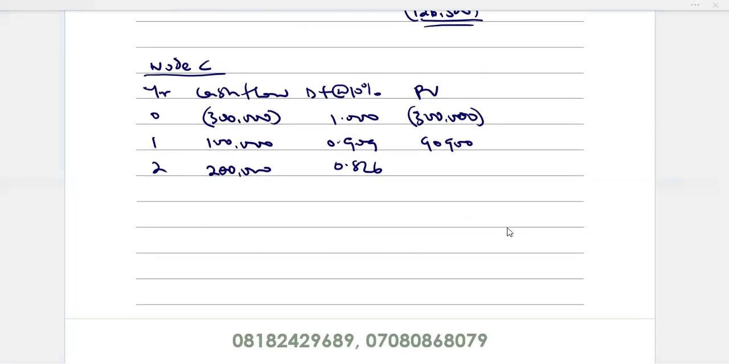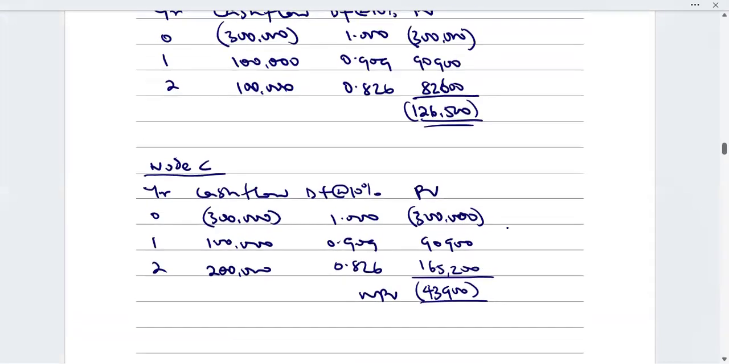So 200,000 multiplied by 0.826 equals 165,200. Okay. 165,200 plus 9,900 minus 300,000 is negative 43,900. That's the NPV of node C.